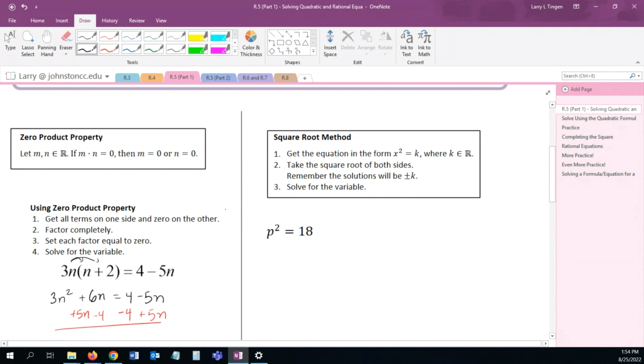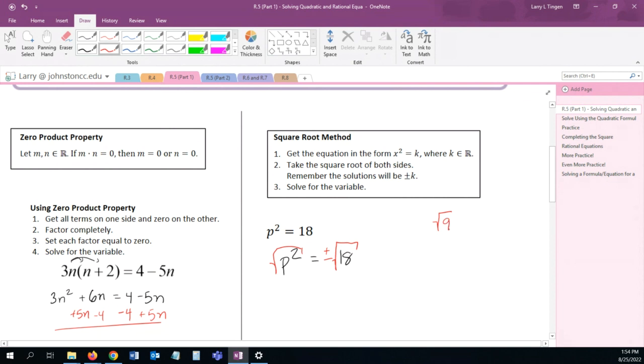Take the square root of both sides. Well, I'm almost done there, right? I've already got it in the right form. But here's the piece you have to remember. When I take the square root of p squared, that's just p. When I take the square root of 18, because 18 is a real number, I have to consider positive and negative solutions.